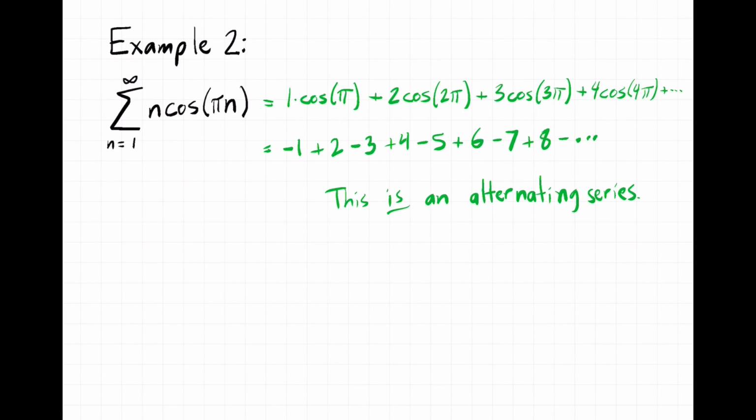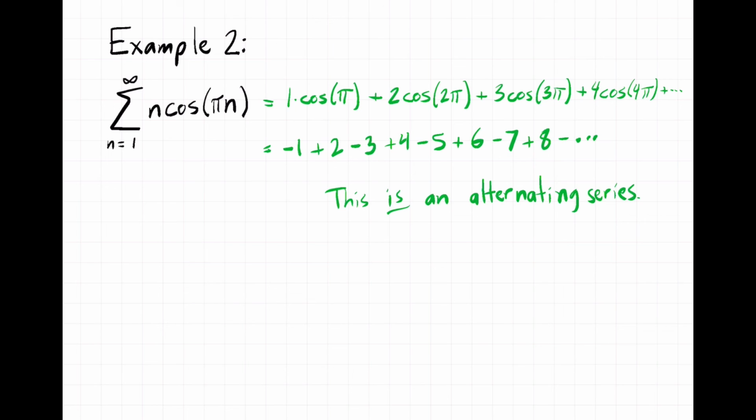Now let's look at our second example. The sum as n goes from 1 to infinity of n cosine of pi n. Now we determined that this series is just negative 1 plus 2 minus 3 plus 4 minus 5 plus 6 and so on. It is an alternating series, but it actually fails both conditions of the alternating series test pretty obviously.